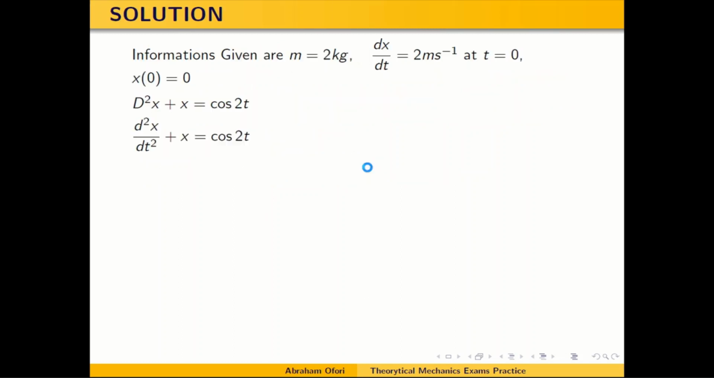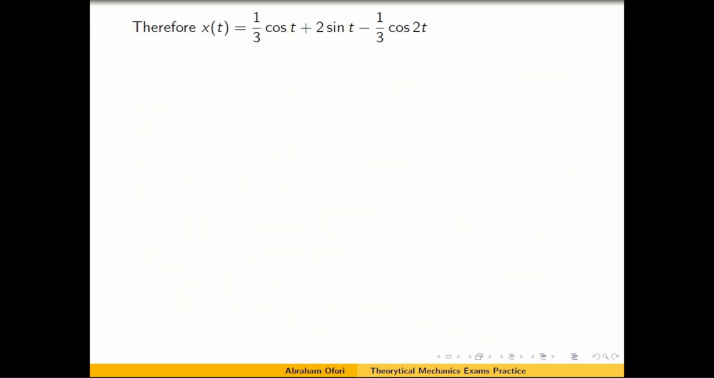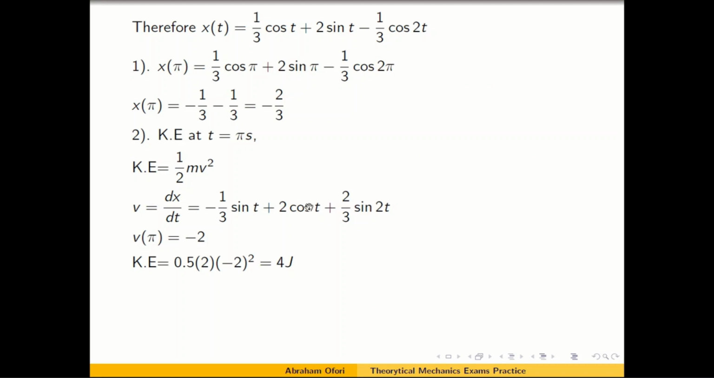Okay, look at the process that we passed through to get all these. These are the main questions you are supposed to solve, but you are supposed to pass through a whole lot of process before you can get this.